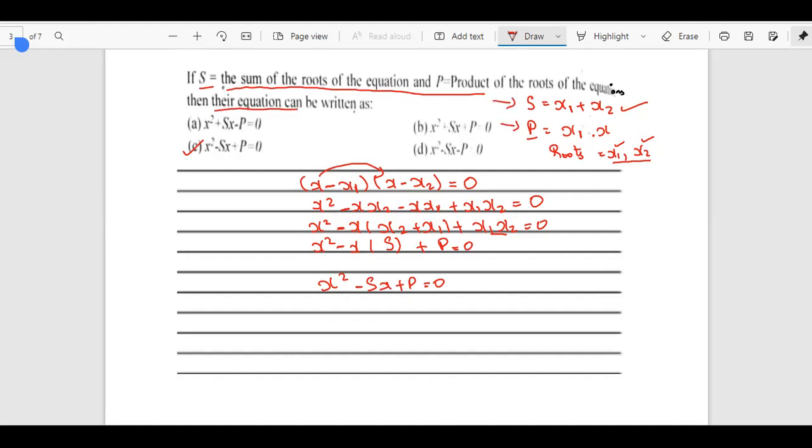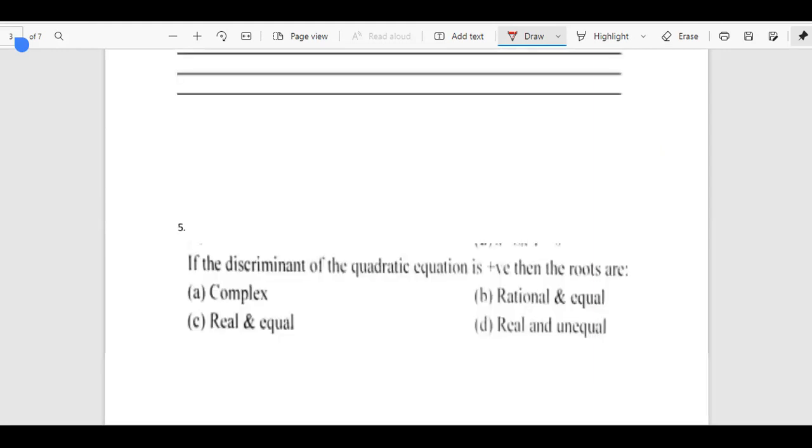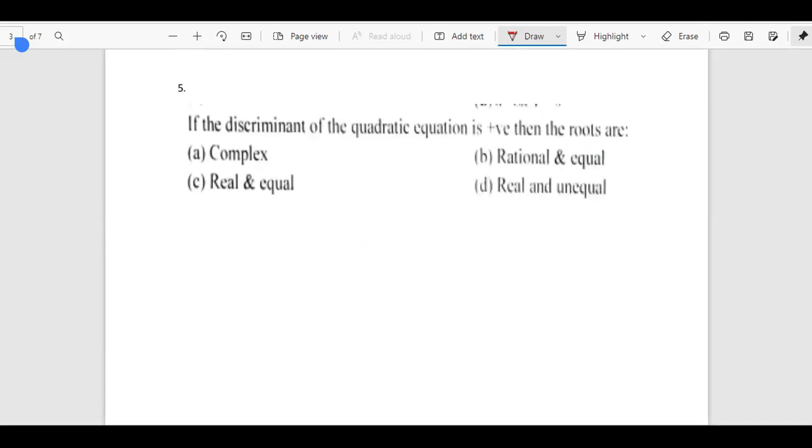Once you have everything written in front of you in the form of equations, things become very, very easy, okay? Right, now we have this fifth question. If the discriminant of the quadratic equation is positive, the discriminant is b square minus 4ac, and we know that, okay, if the discriminant of the quadratic equation is positive, then the roots, they're talking about the roots. Let's write down the formula quickly. This is the formula which we use for roots.